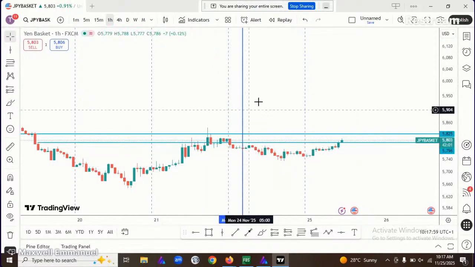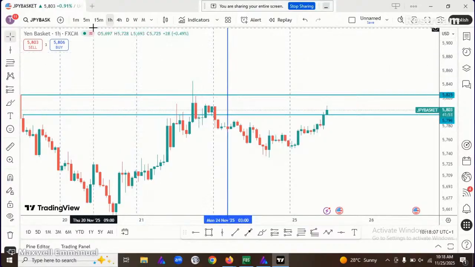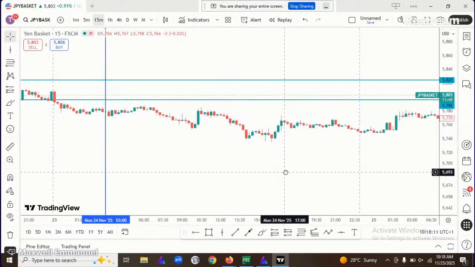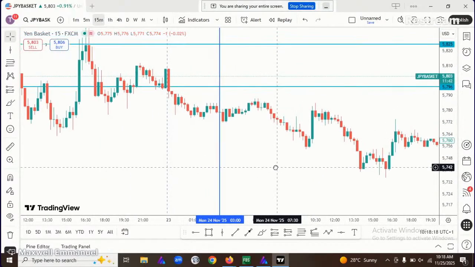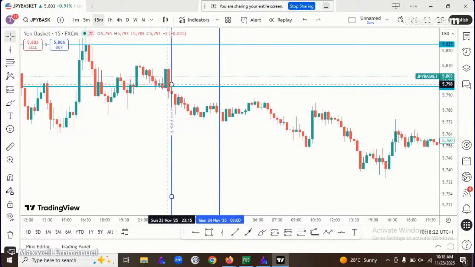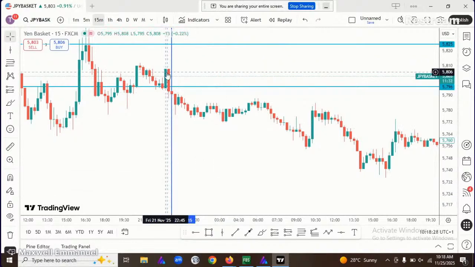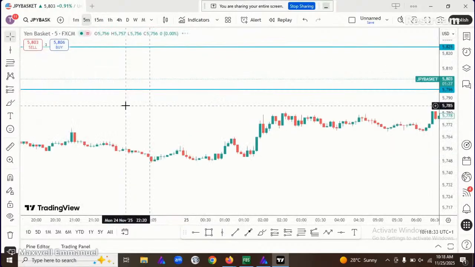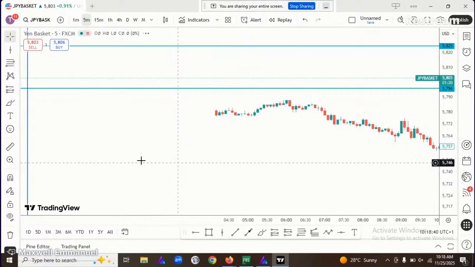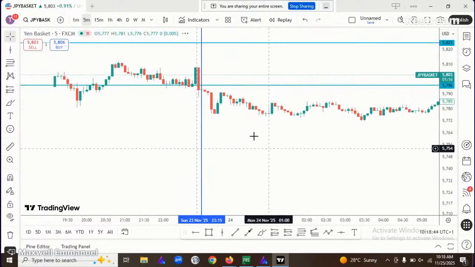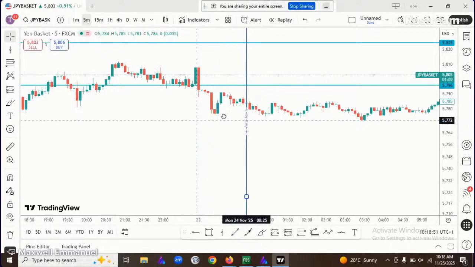Okay, let's see 15 minutes time frame. 15 minutes, no fair value gap at this point. I'm sure there's a fair value gap at this point. Let's confirm if there's a fair value gap on 5 minutes or 1 minute time frame. No fair value gap on 15 minutes. Okay, we have this fair value gap here.